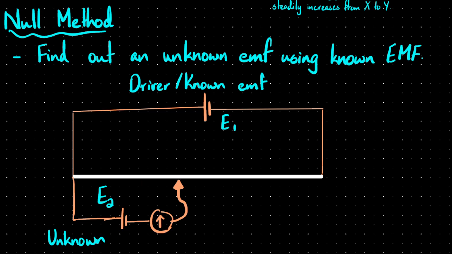So if we do the same things as we did above, let's call this end A, let's call this one where the contact is B, and then let's call the rightmost end of the wire C. So what we know here is the driver or this known EMF. So let's say this is some value like maybe 12 volts. Again, you know that you can also have the internal resistance here, right?